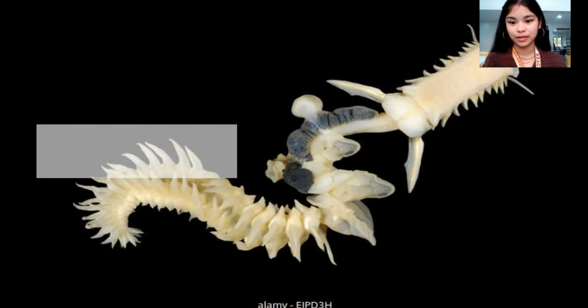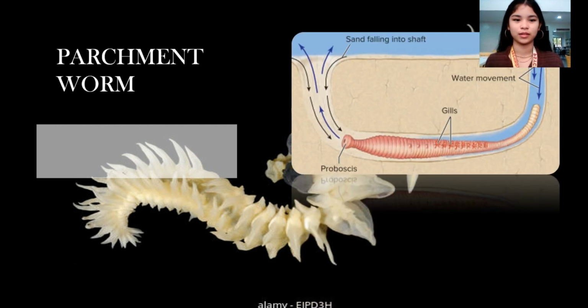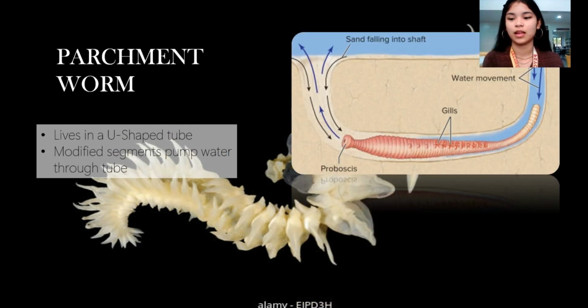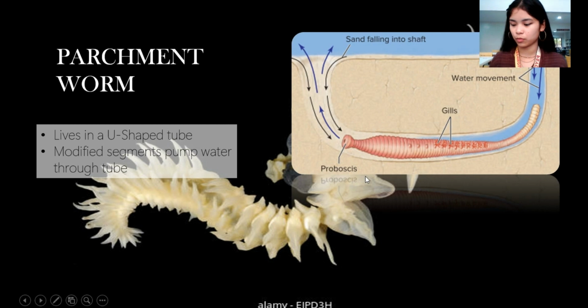And lastly is the parchment worm. A parchment worm lives in a U-shaped tube and it has modified segments that pump water through its tube. You can observe in the picture that it looks like it sucks in water. The sand is in its proboscis. The proboscis is an extensible tubular sucking organ.